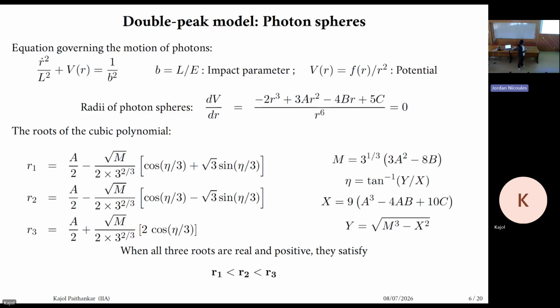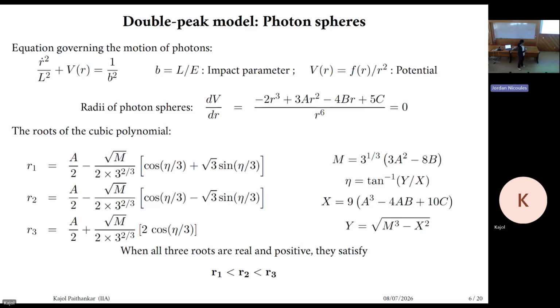So once I have this, I can find where the photon spheres are just by setting the derivative of the potential to 0. Again, this is a quadratic polynomial, and then I can figure out the roots of this polynomial in simple closed form. I can write those now, and everything is just a function of the parameters A, B, C that are defined in the metric.